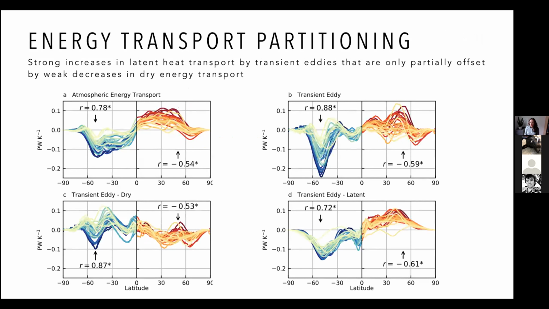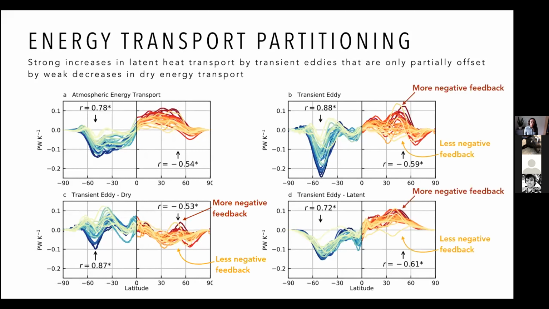And the partitioning of the energy transport reveals that the increase in transport is dominated by the transient eddy energy transport, and particularly its latent heat component, which is shown on the right. And so that same correlation noted previously, where models with larger increases in transport are associated with a more negative upper lapse rate feedback, holds all the way across the circulation decomposition. It even holds for decreases in dry static energy transport by transient eddies. So a smaller decrease in dry transport also supports a larger increase in total transport because there's less cancellation, and hence a more negative upper lapse rate feedback.